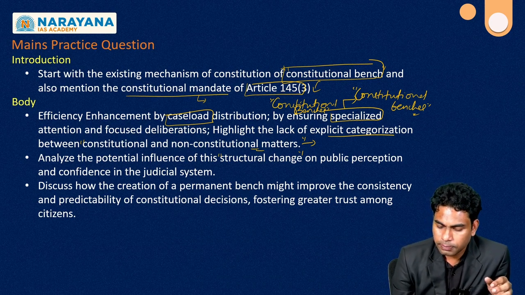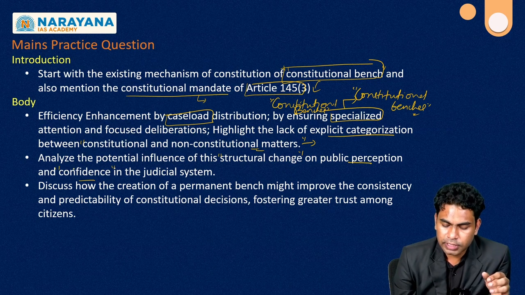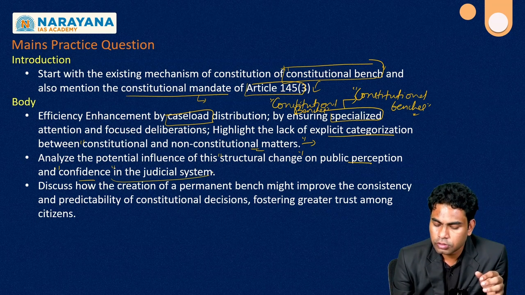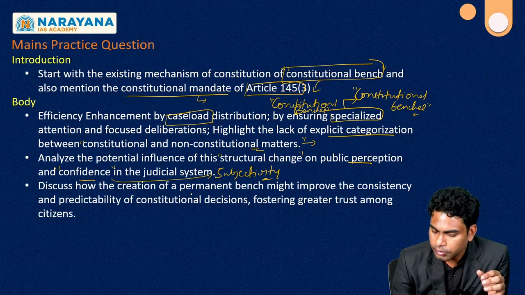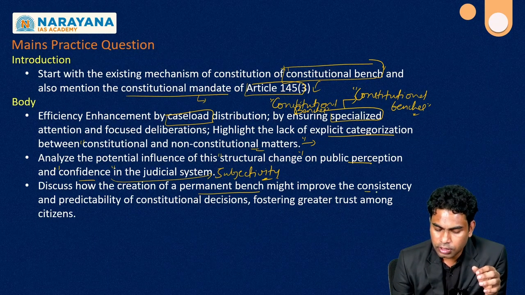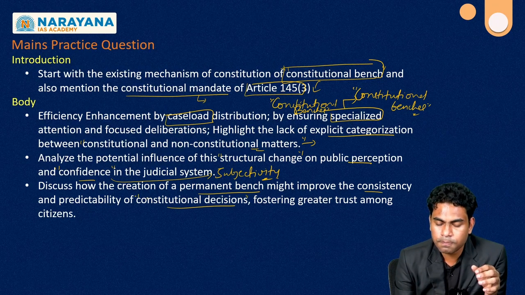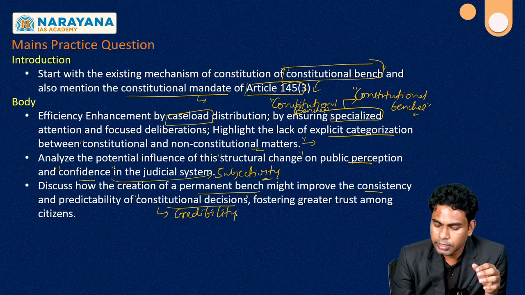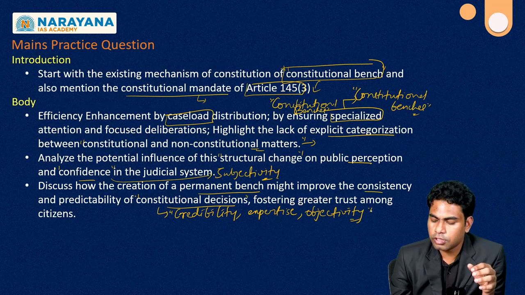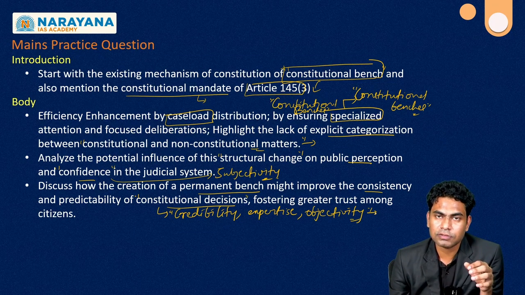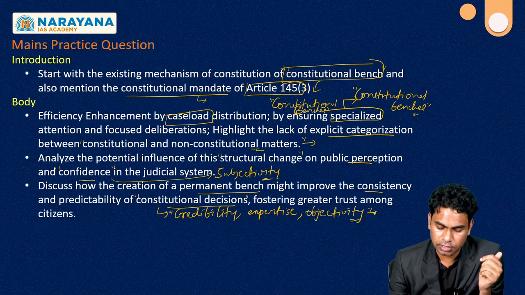And then also write down the public perception and confidence, because presently the confidence in the judiciary is low on account of the subjectivity element involved in constituting constitutional benches. Also discuss how the creation of a permanent bench might improve the consistency and predictability of constitutional decisions. Why? Because in this we could bring in credibility, we can bring in expertise, we can bring in objectivity, etc. Ultimately, all this improves the functioning of the judiciary as well as the adjudication of cases efficiently.